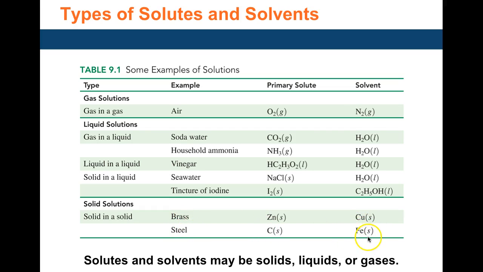So iron is the solvent, that's in larger quantity. Brass is zinc and copper. Copper is the solvent because that's in the larger quantity.